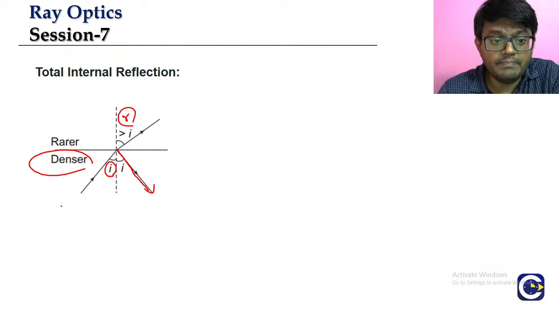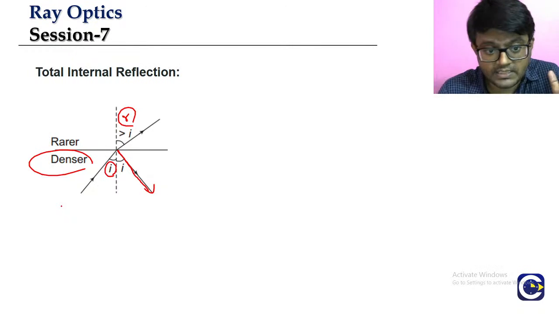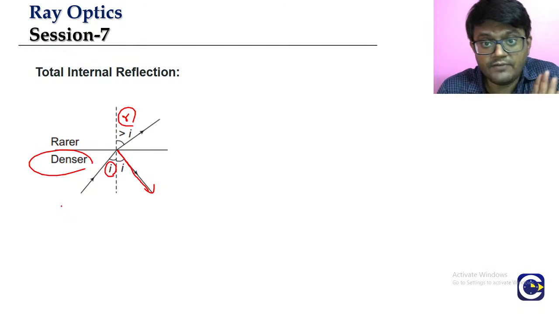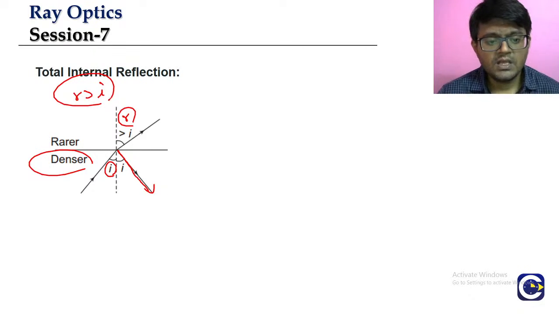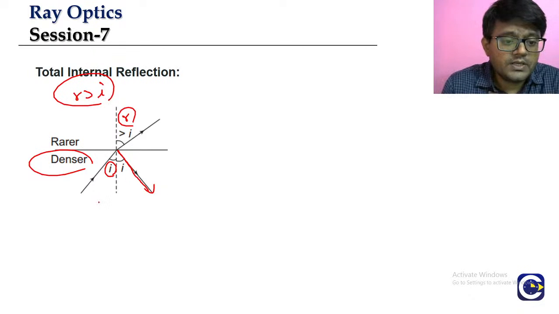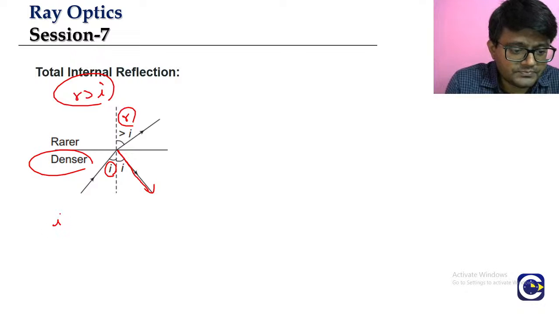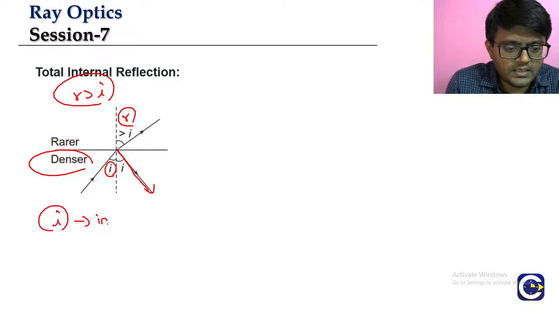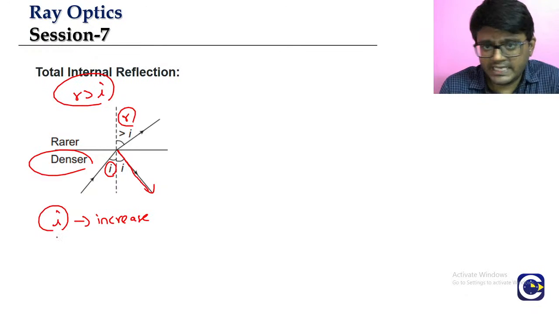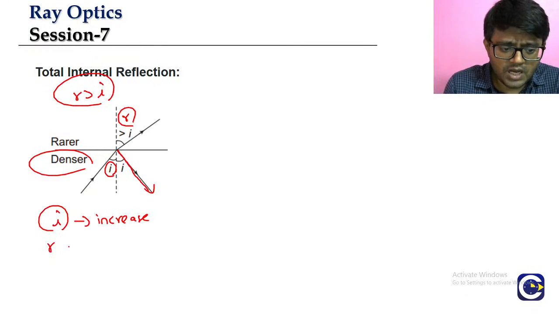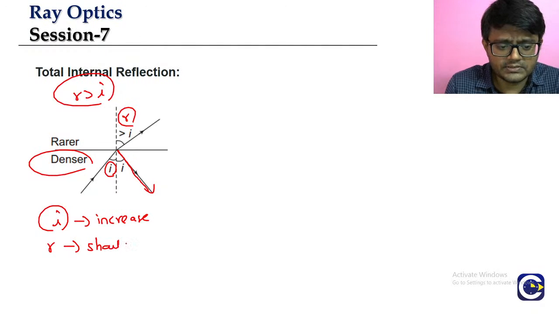So remember, the light ray, when it is going from denser medium to rarer medium, how will it go? It will bend away from the normal, correct? The light ray will be bending away from the normal, which means in this case r will be more than i. Now think about it. If we keep increasing i value, r is more than i, means what? r also should increase.